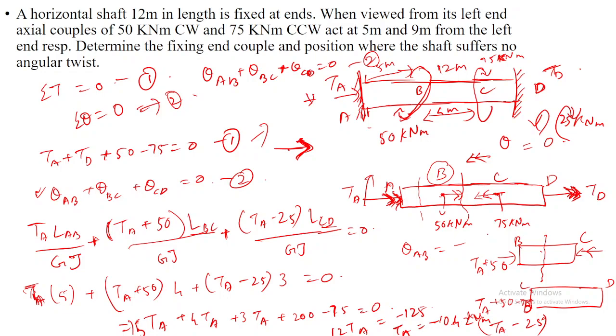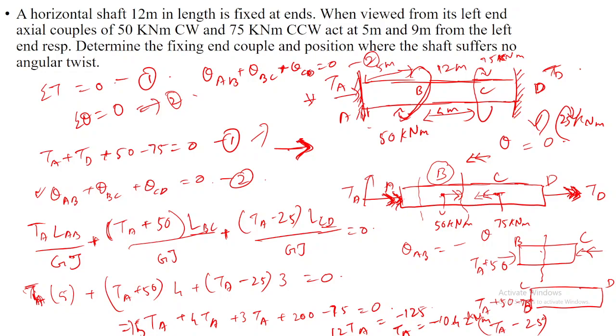And then you have to find the relative angle of twist of C with respect to A, and see whether it is positive or negative. If it turns out to be positive, then somewhere between these two sections I have the position of zero angle of twist. Okay, let me make it clear.